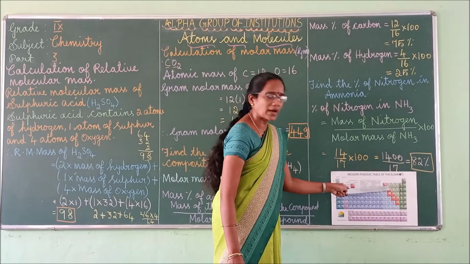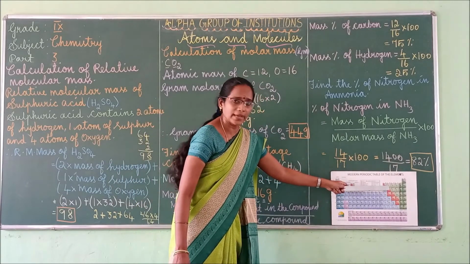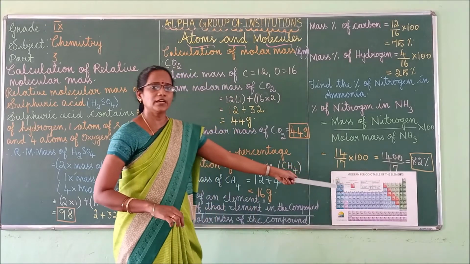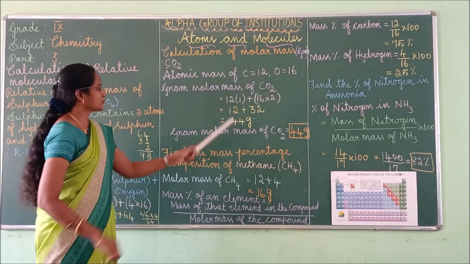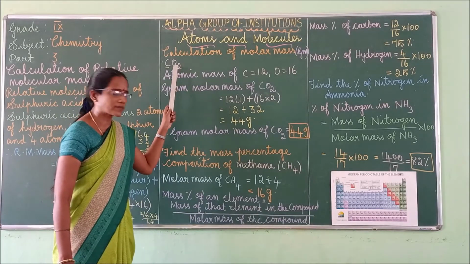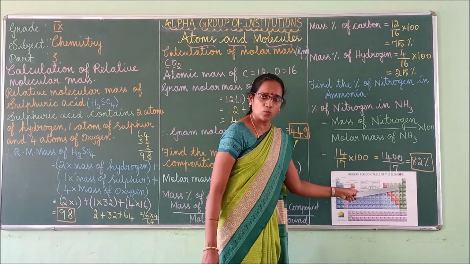So, what is the atomic mass of carbon? Atomic mass of carbon is 12. Okay, right hand side corner, atomic mass is given in the periodic table, right? Next one, we have to find out the atomic mass of oxygen. Oxygen atomic mass is 16, right?